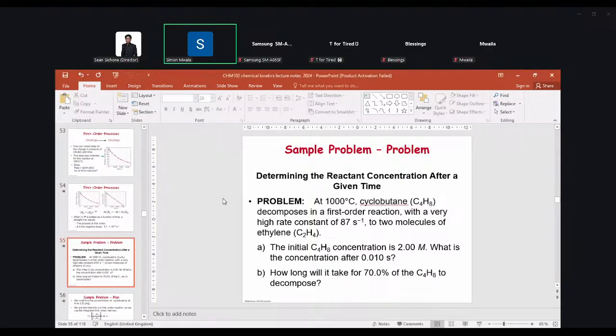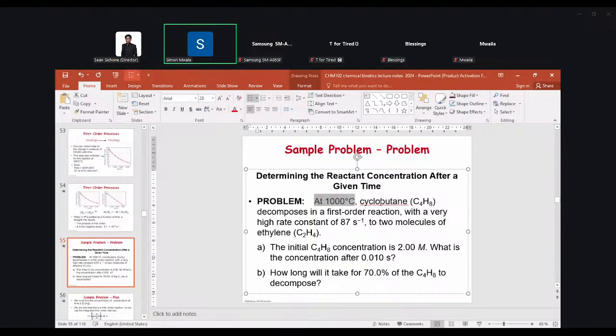So here is another question over the same. Just to finish up, we have 5 minutes before we close. At 1000 degrees Celsius, cyclobutane decomposes in a first order reaction. So take note of some keywords there. They've told us that it's a first order reaction. You take note of that, so you know that for a first order, I know what I'm supposed to do. I know which equations I'm supposed to pick.